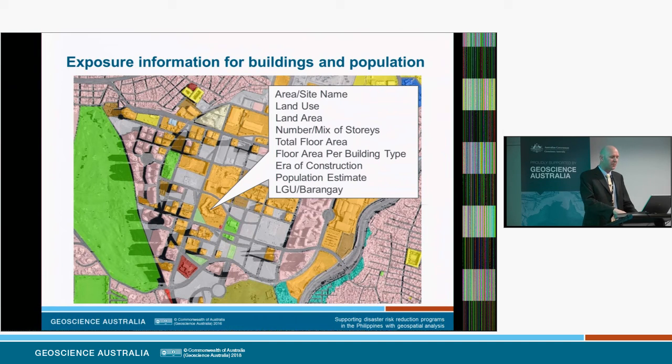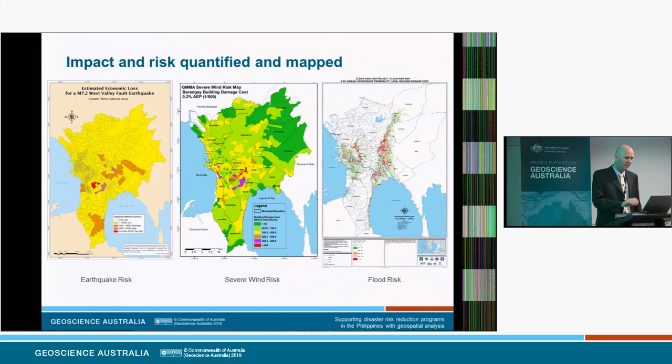The process was finished by preparing some metadata and product descriptions and then passing it over to the risk analysis teams, who then use that in their method to calculate building damage, economic loss, and in some cases casualties from earthquake, tropical cyclone, severe wind and flooding.